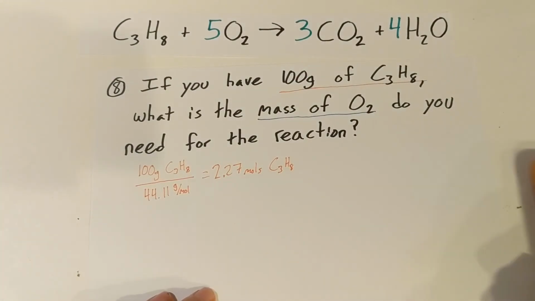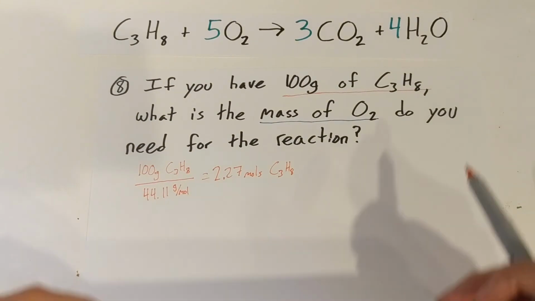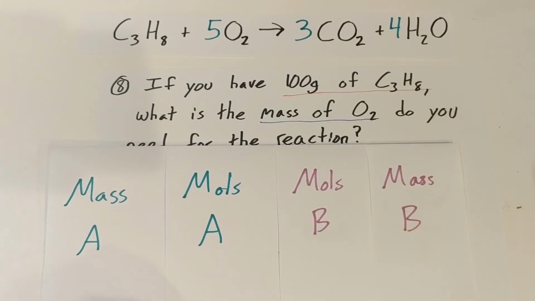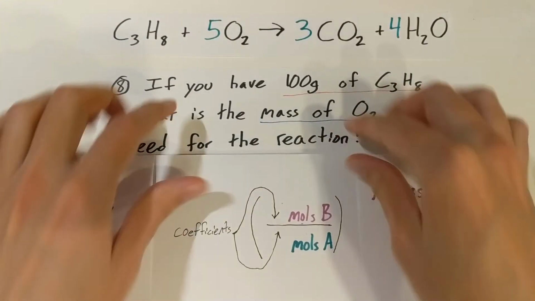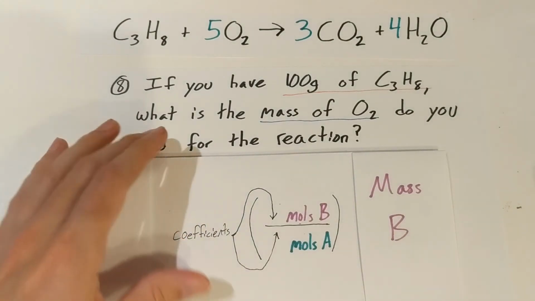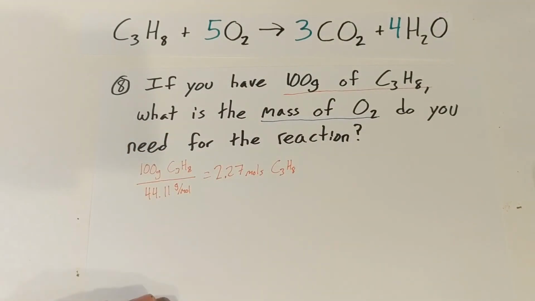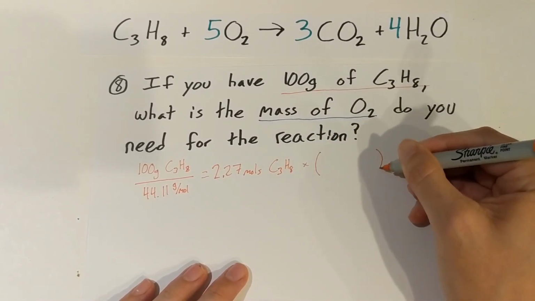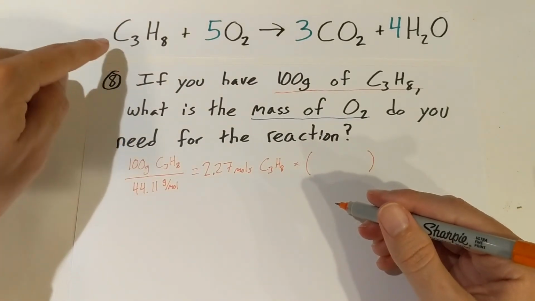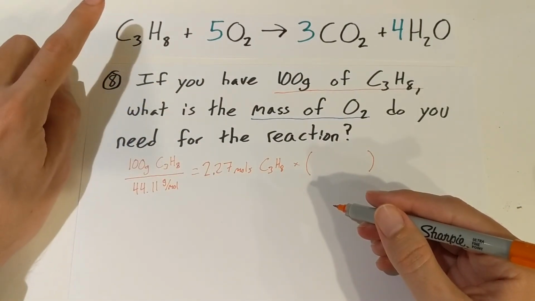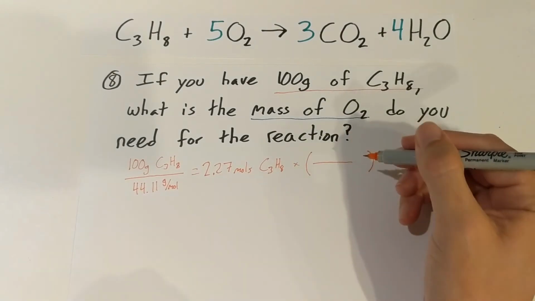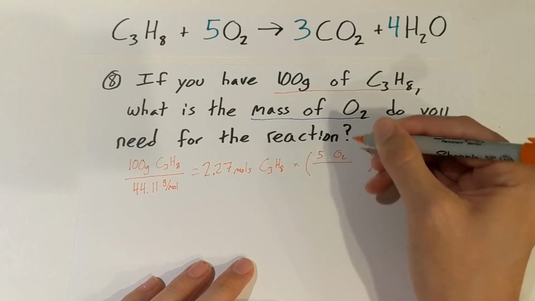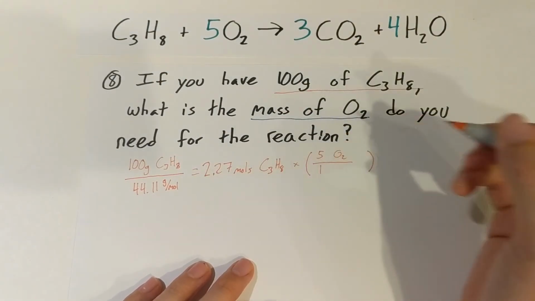Now that we have our moles, we need to convert that into moles of oxygen. We can do that by taking the coefficients. We're going to multiply by those coefficients here. If we're reacting 2.27 moles of propane, our coefficient on oxygen is 5, so we're going to put 5 oxygen up top. Our coefficient on propane is just 1.